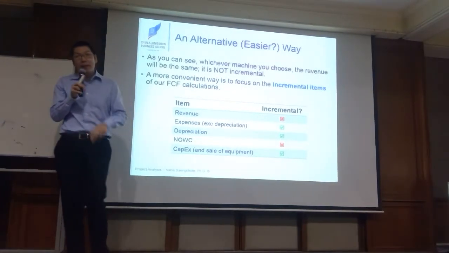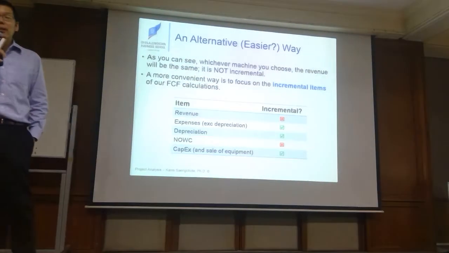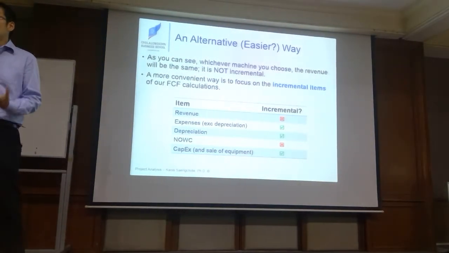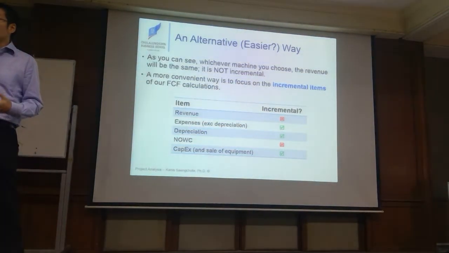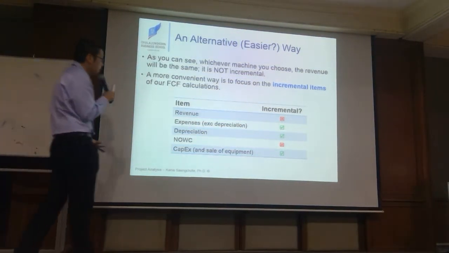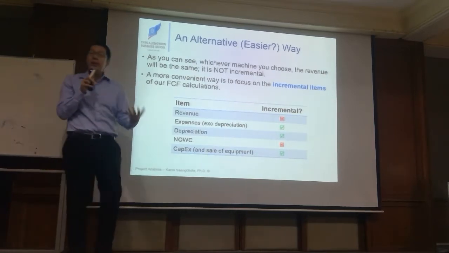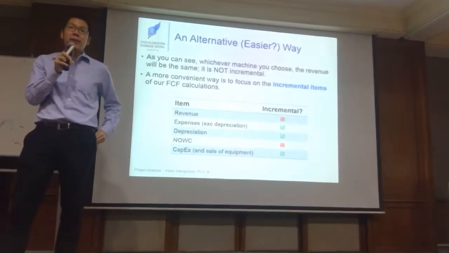Expenses, yes, this is relevant. In fact, this is one of the most important things, because the old machine costs 180,000 per year to operate. The new machine costs 80,000. So we're going to benefit from some cost saving. So yes, revenue matters. Depreciation: the old machine has depreciation of 20,000 per year.